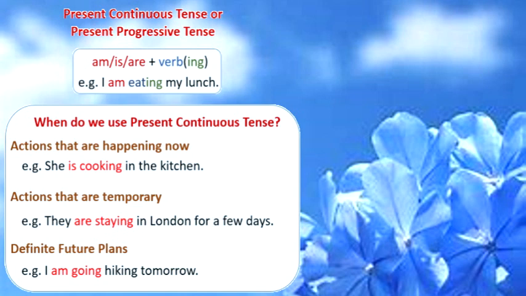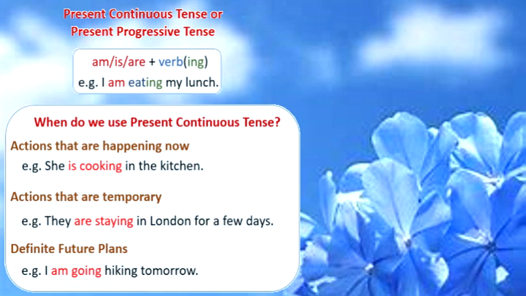We talk about the actions which are temporary also in the same present continuous tense. Like they are staying in London for a few days. Then, whenever you want to express your definite future plans, means you're planning, then also we use present continuous tense. Like I am going hiking tomorrow.